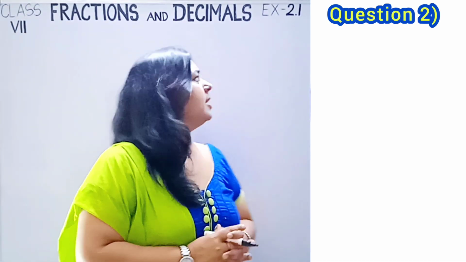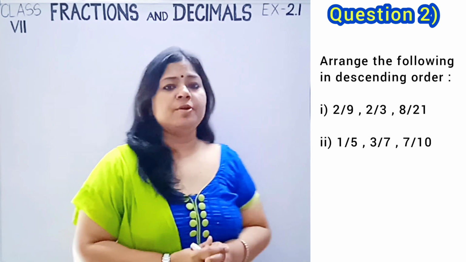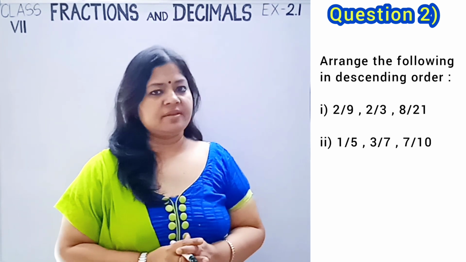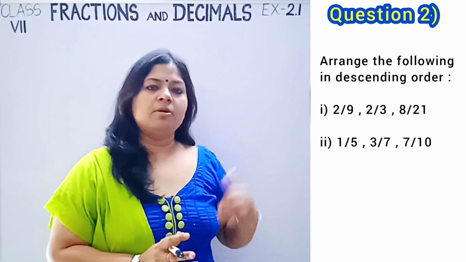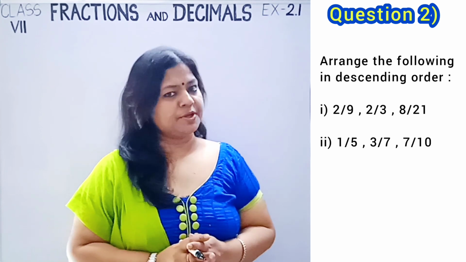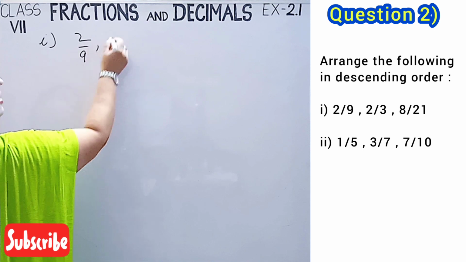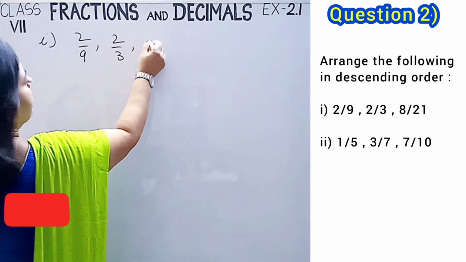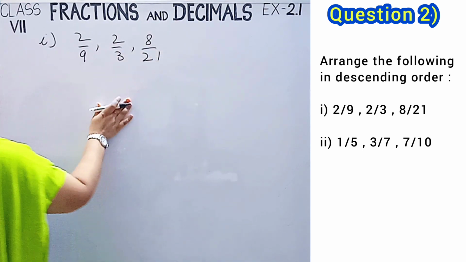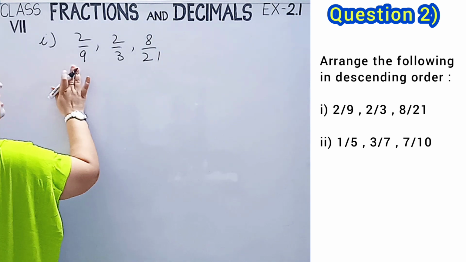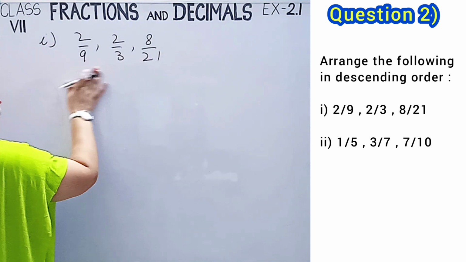Question number 2. Arrange the following in descending order. So here 3 fractions are given. We have to arrange all these 3 fractions in descending order. Part 1: 2 upon 9, 2 upon 3 and 8 upon 21. So we have to arrange these 3 fractions in descending order.